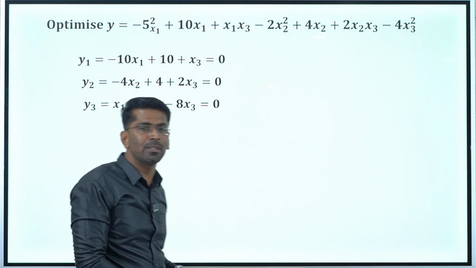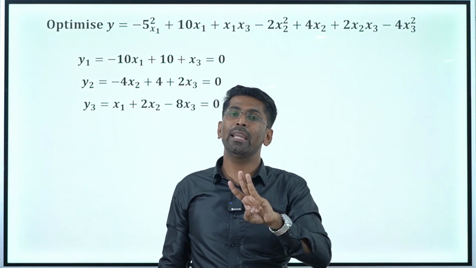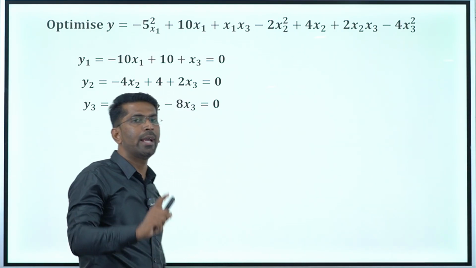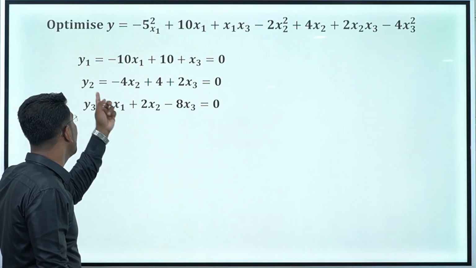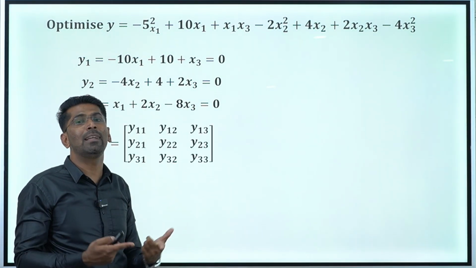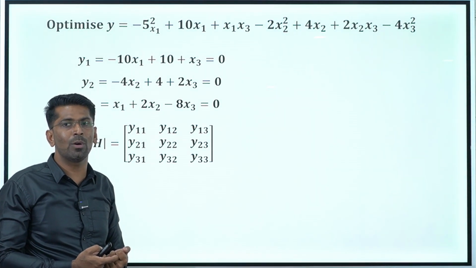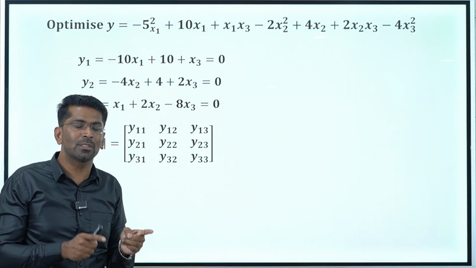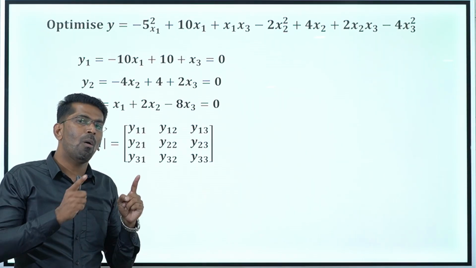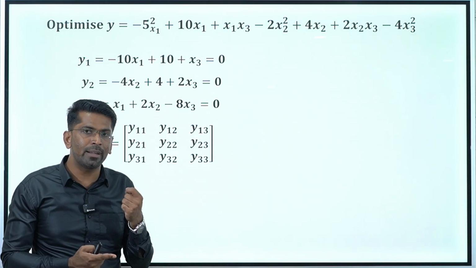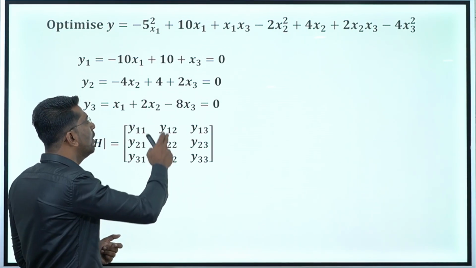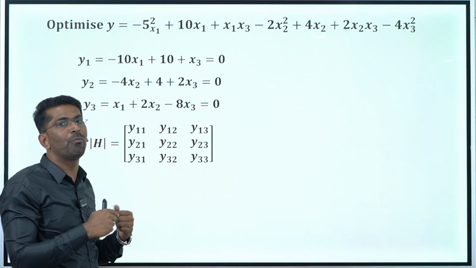See here, as against the earlier case, now we have 3 partial derivatives. One is with respect to x1, another is with respect to x2, and the third is with respect to x3. So we have y1, y2 and y3. Now we are going to frame a higher order matrix. What is the higher order Hessian matrix? It is composed of all the second order partial derivatives, where all the direct partial derivatives are taken along the principal diagonal and all the cross partial derivatives are taken along the off principal diagonal.